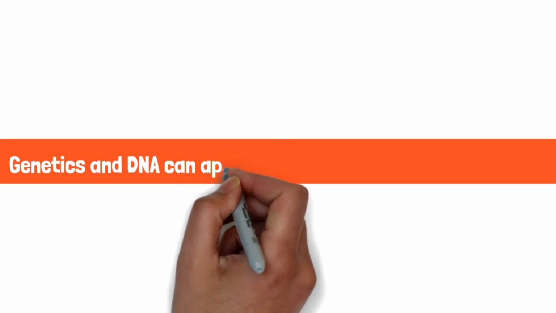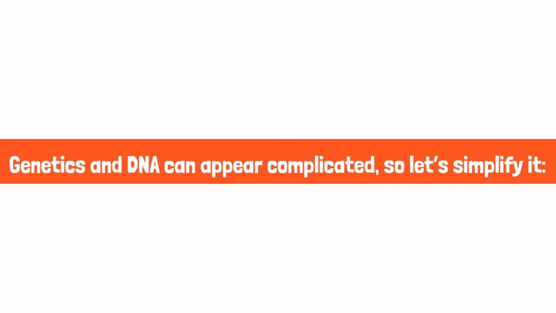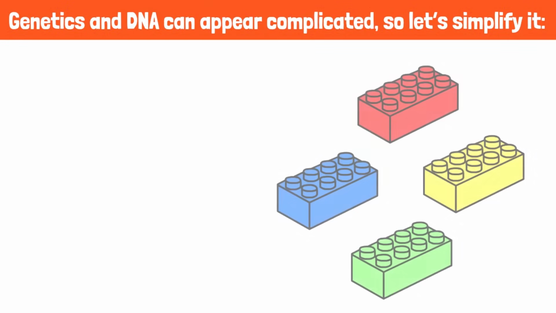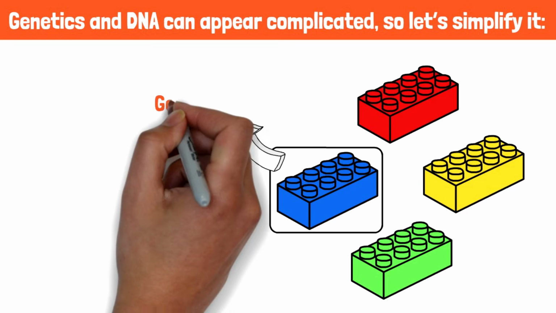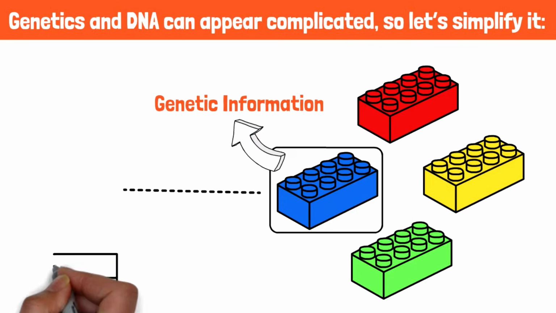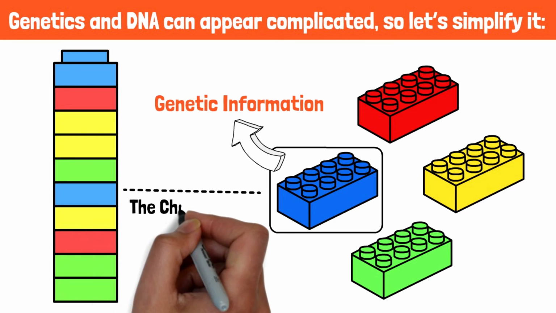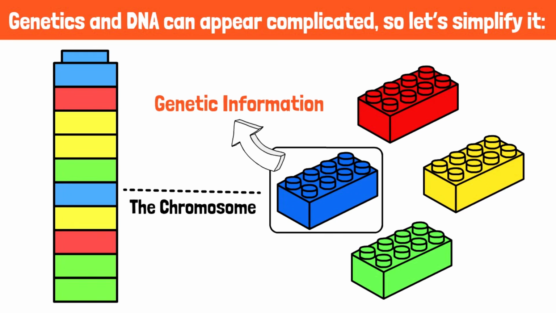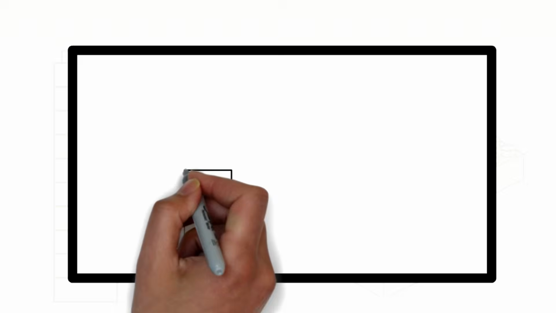Genetics and DNA can appear complicated, so let's simplify it for the purpose of this video. Imagine DNA as Lego blocks. Each block represents a small piece of genetic information. When these blocks stick together, they form a tower. Let's call this the chromosome. For this example, imagine about 10 Lego blocks snapped together.